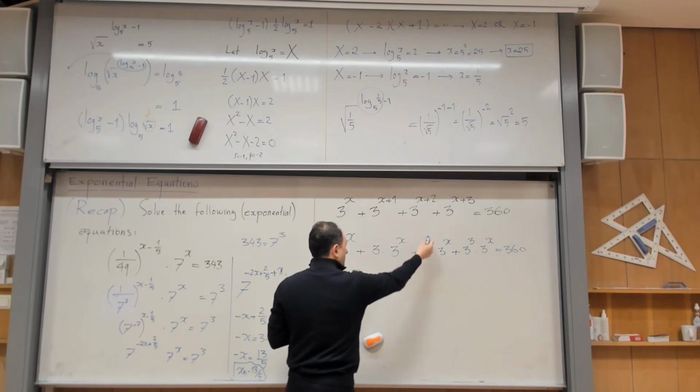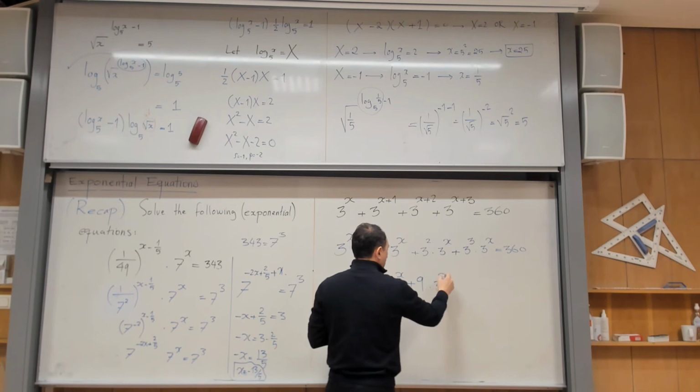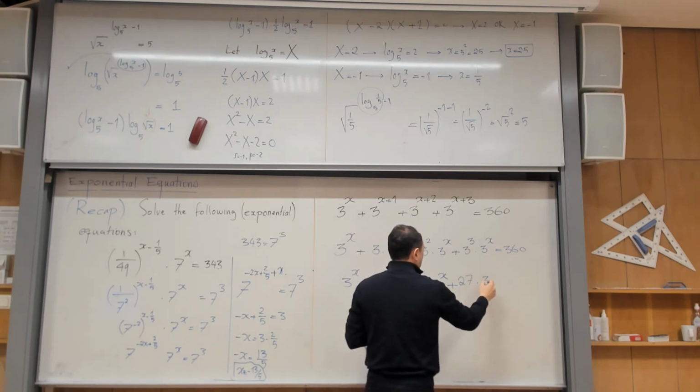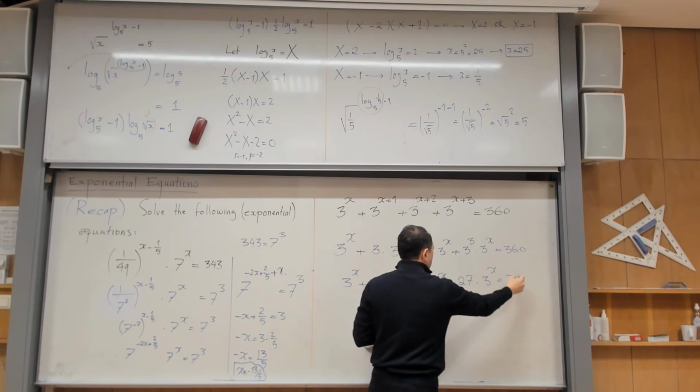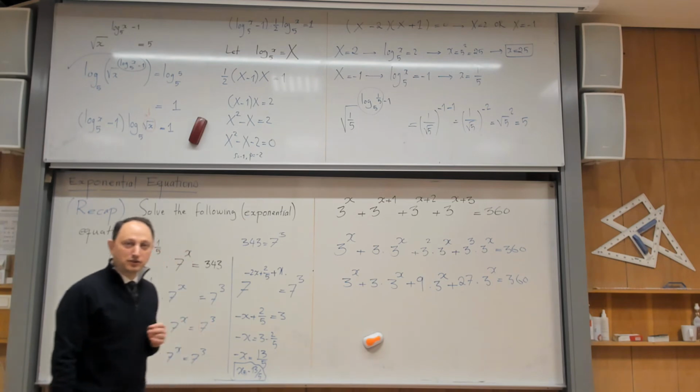Instead of 3 to the power of 2, what can I write? I can write 9, because that's a better name. And instead of 3 to the power of 3, I can write 27, 3 to the power of x is equal to 360. Okay, so then what to do?